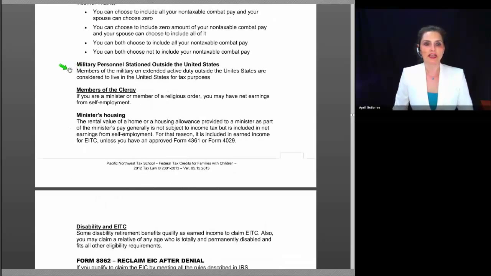Military personnel stationed outside of the United States, members of the military on extended active duty outside of the United States are considered to be inside the United States for purposes of EIC.